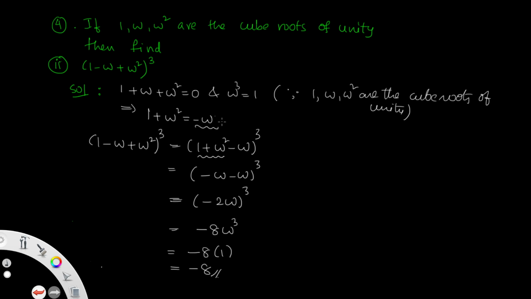Just use the formulas 1 plus omega plus omega square equal to 0 and omega cube equal to 1. From this, 1 plus omega square equals minus omega. There is no 1 minus omega formula, that's why we rearrange 1 and omega square. 1 plus omega square minus omega is minus 2 omega whole cube, that is minus 8 into omega cube, and omega cube equals 1. So the answer is minus 8. That's all. This is question number 4, second bit.